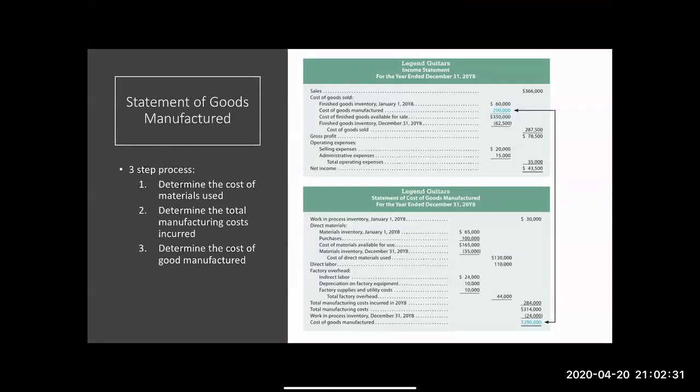All right, guys, so let's jump right back into it. And we're looking at the statement of goods manufactured, also known as the cost of goods manufactured. I would like to say that this is a three-step process. When looking at this, it's kind of rough to look at. I'm not gonna lie, but take my word for it. It's better to work through this example than to explain it.